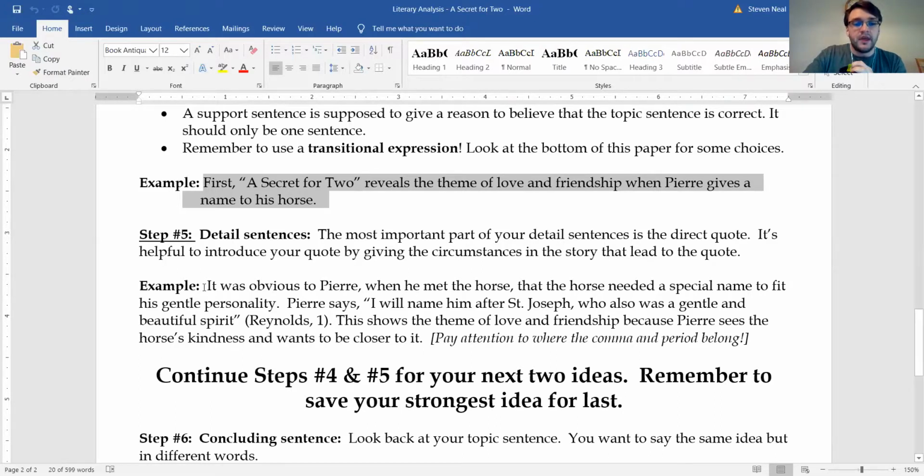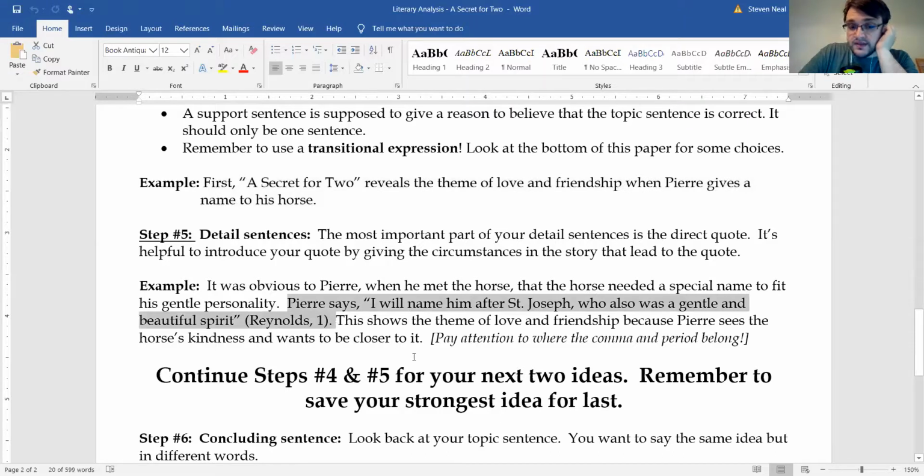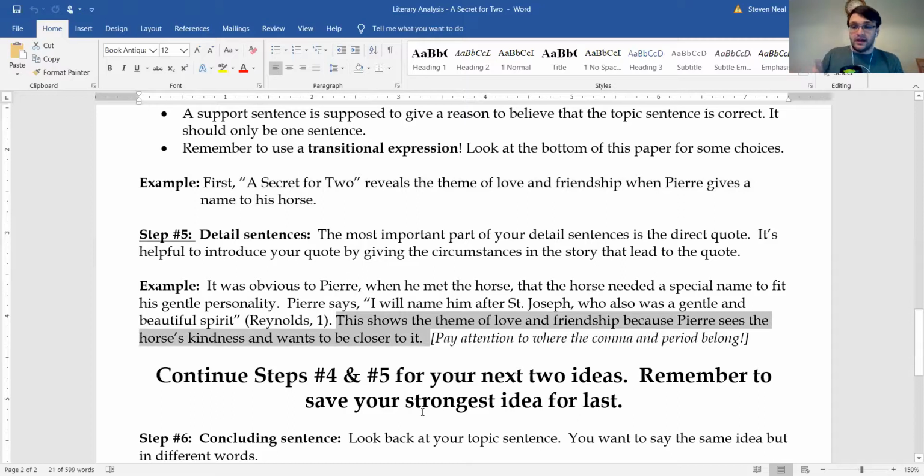So here's my example. It was obvious to Pierre when he met the horse that the horse needed a special name to fit his gentle personality. Pierre says, "I will name him after Saint Joseph, who also was a gentle and beautiful spirit." Reynolds, page number 1. This shows the theme of love and friendship because Pierre sees the horse's kindness and wants to be closer to it. Remember, we're introducing the idea and giving the textual evidence, and then we're explaining. This shows this theme because, and so on.